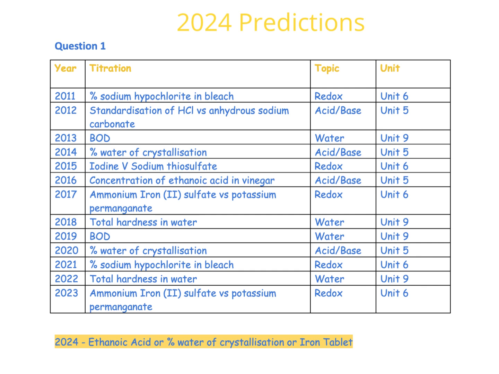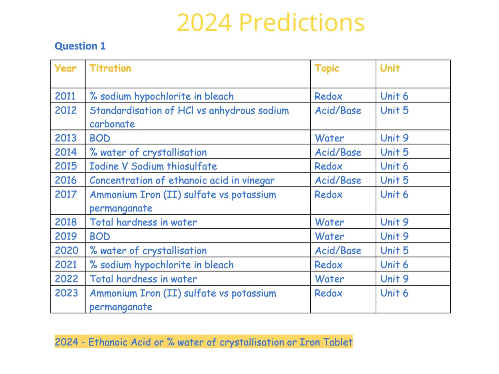So if we take a look at our titrations, here I have all of the titrations that have been done since 2011 all the way up to last year. I haven't included the deferred paper in this table, but I have taken it into account. As we've already spoken about for question 1, the main titrations are redox, acid-base and water. And for 2024, my prediction would be that it will be an acid-base titration. So that would mean either ethanoic acid or percentage water of crystallization.